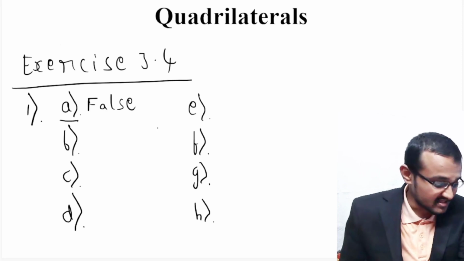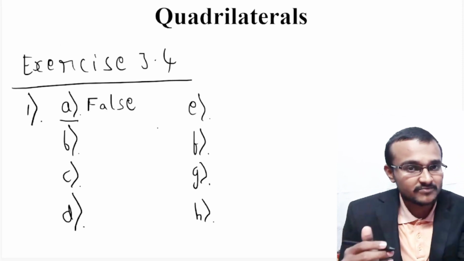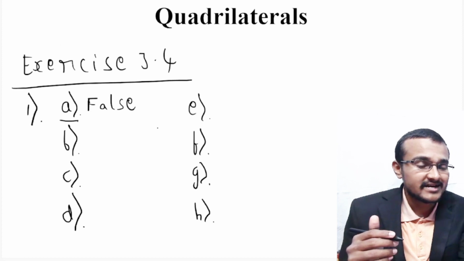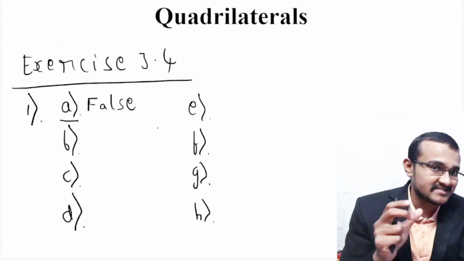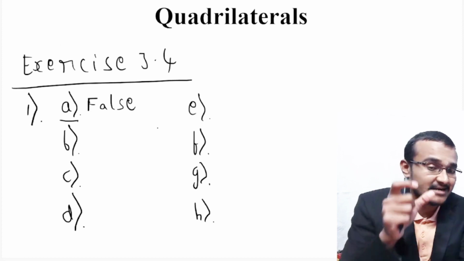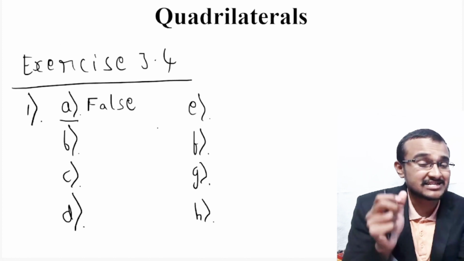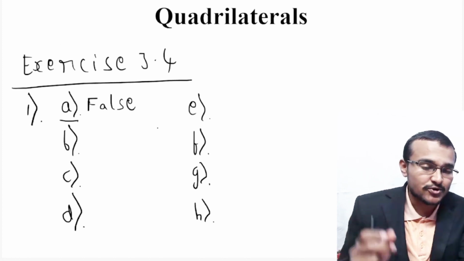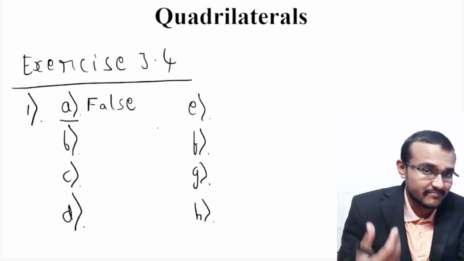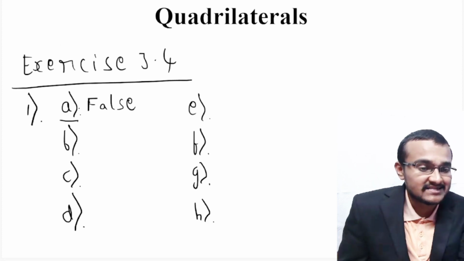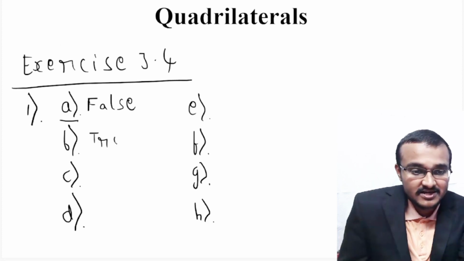Coming to the B question, they have asked all rhombuses are parallelograms. In a rhombus, we have all sides equal to each other, and also the opposite sides in a rhombus are parallel to each other. So a rhombus can also act as a parallelogram. So the answer for this B question is true.